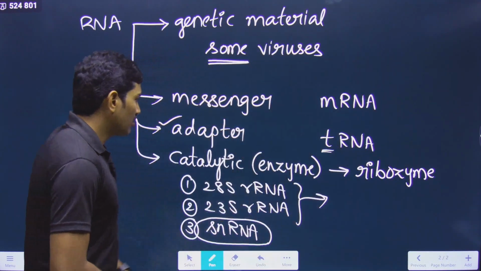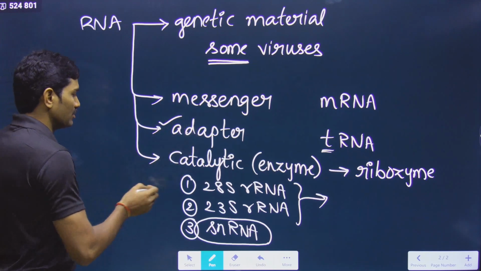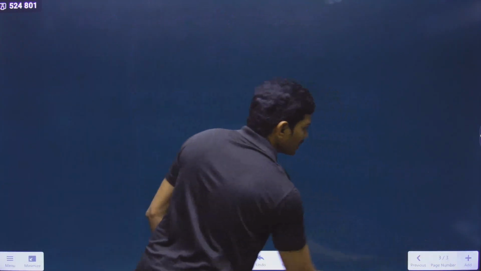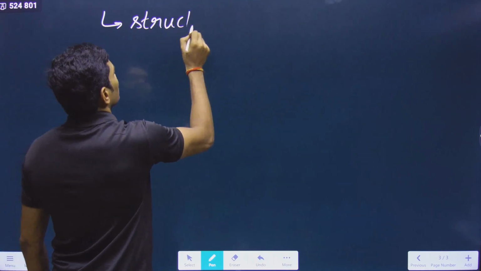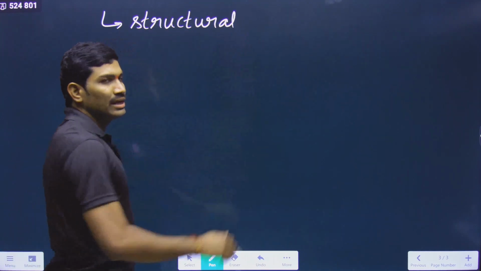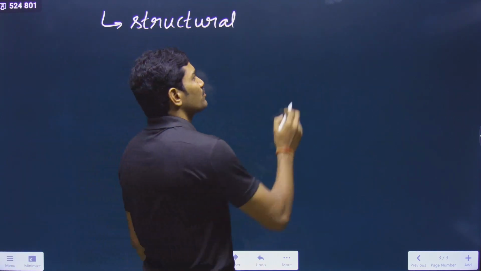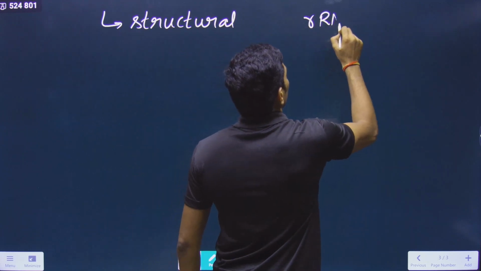Yes or no? Now messenger and adapter are over. One more is there that we will see next. RNA is also having a structural role. What are the structures formed? Ribosomes. So in the ribosomes, RNA is present.